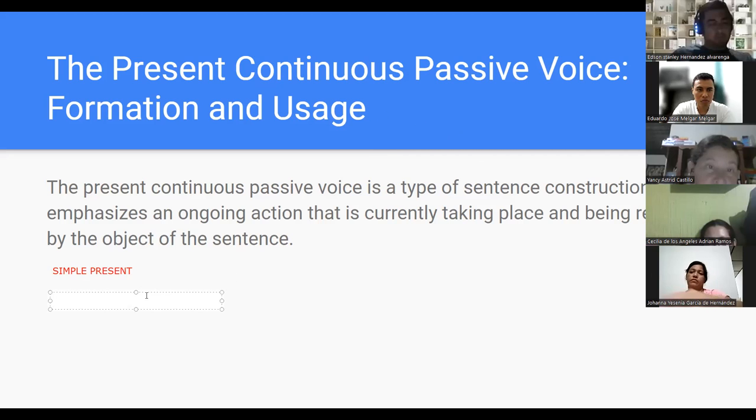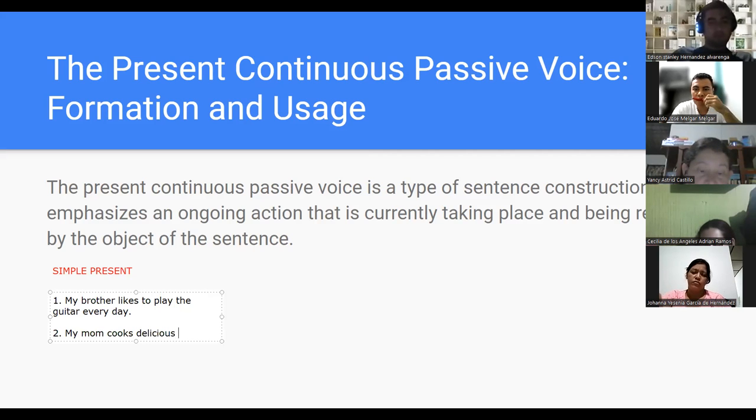My brother likes to play the guitar every day. All right, so we have first example, right? My brother likes to play the guitar every day. Every day, very good. Example number two, guys. Go ahead. My mom cooks delicious meals. Okay, very good. Number three. My sister plays video games with me, right? Is playing video games is present continuous, okay?